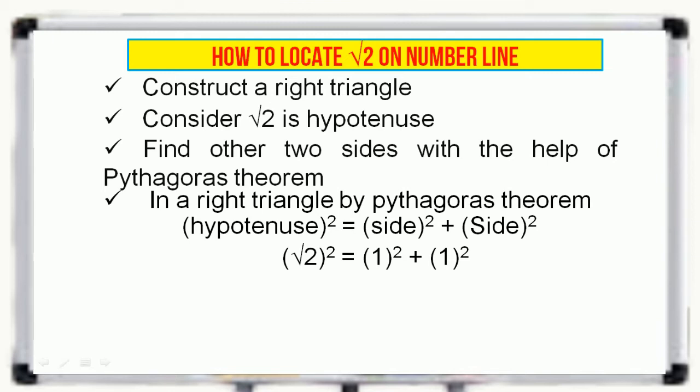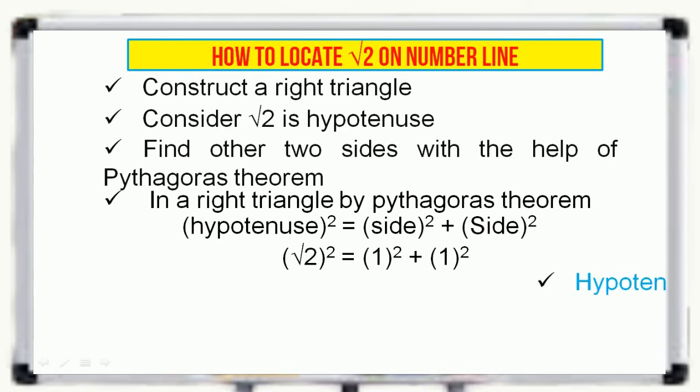So here, if we take one side as 1 unit and another side as 1 unit, the equation is balanced. Here, square root of 2 whole square is equal to 2. Square and square root cancel, so LHS is 2. And on the right-hand side we have 1 square plus 1 square. That means 1 plus 1, that is also 2.